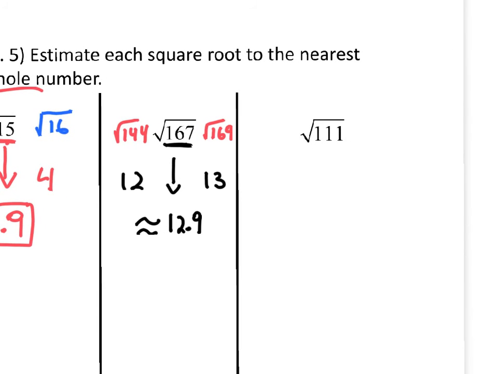Now what about the next one? The square root of 111. Well, I know the perfect square number 100 is close to 111, and the next one is the square root of 121. That is a perfect square number. Guess what? 111 is in the middle of 100 and 121. So when I look at the square roots, the square root of 100 is 10. The square root of 121 is 11. So this one is approximately in the middle, 10.5.